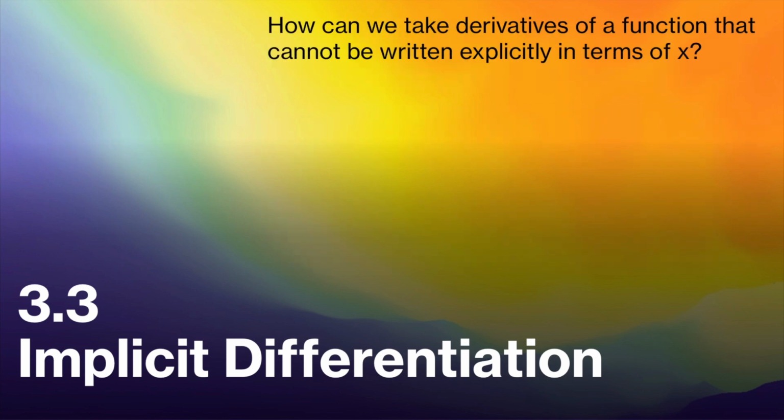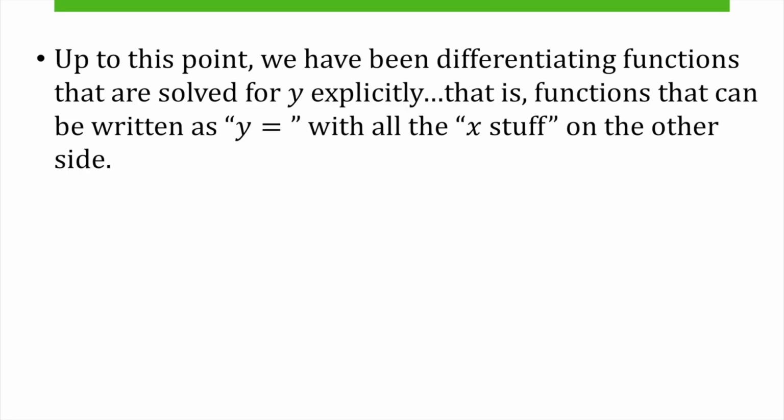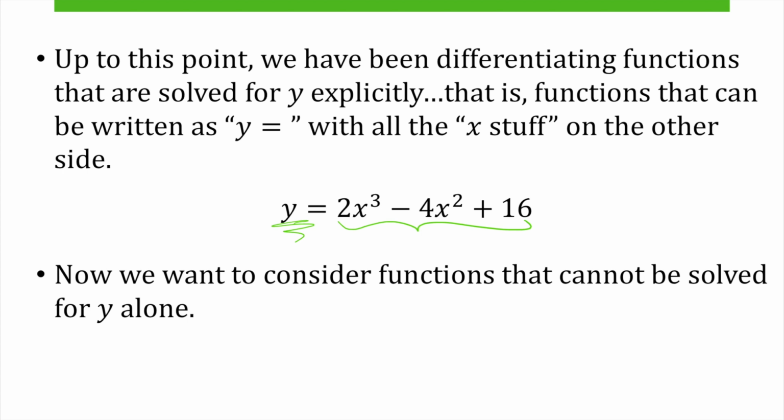Today we're answering the question, how can we take derivatives of a function that can't be written explicitly in terms of x? Up to this point, we've been differentiating functions that are solved for y explicitly. That is, functions that can be written as a y equals with all of the x stuff on the other side. Now we want to consider functions that can't be solved for y alone.